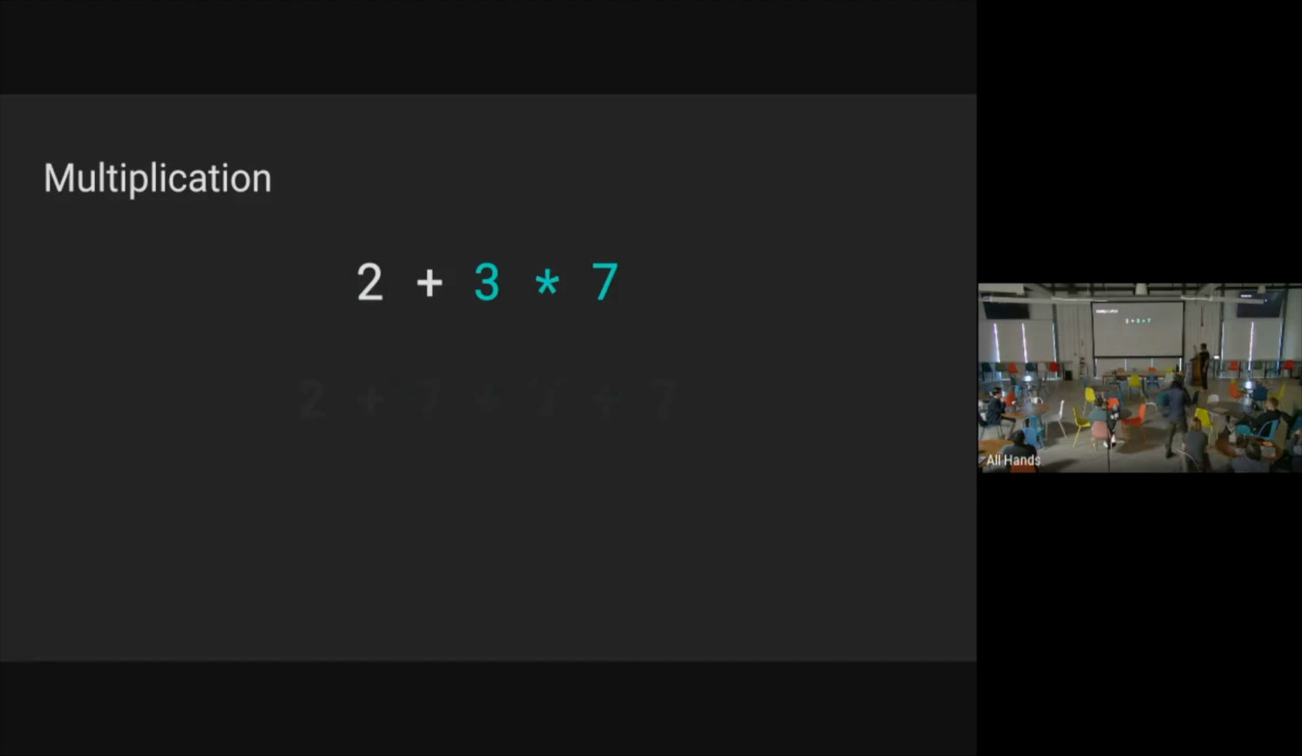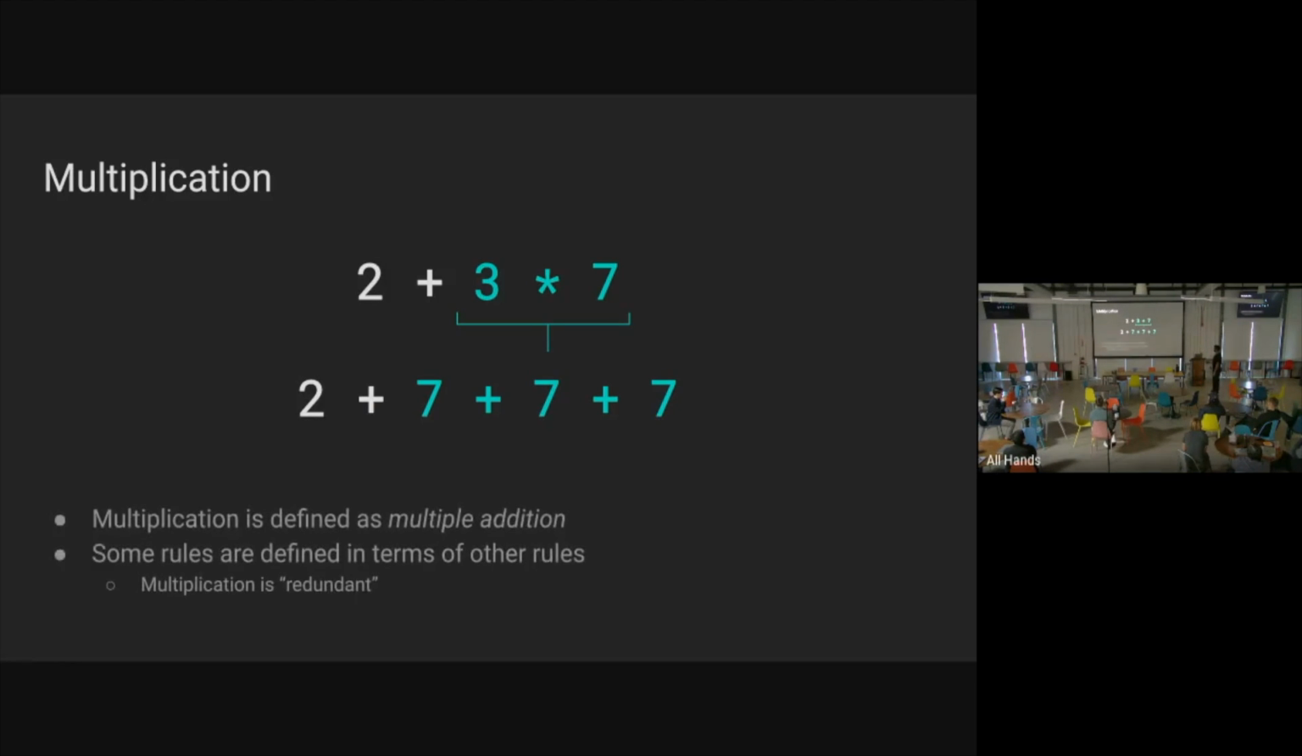The first idea is that 3 times 7 is actually 7 plus 7 plus 7. This is to say that the rule of multiplication is actually defined in terms of addition, right? So this is interesting. If some rules are defined in terms of each other, we can say that the rule is redundant. So in theory, we don't really need multiplication in math because every time we multiply, we can just add instead. Therefore, multiplication hasn't given us any more expressive power than addition already provides for us, right?